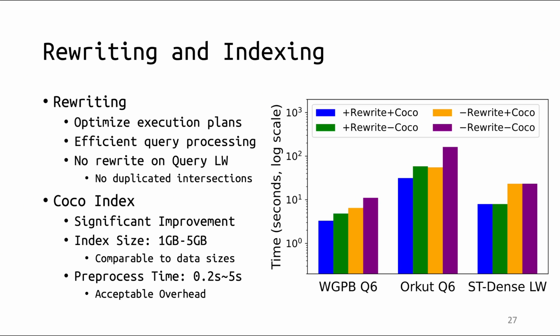Finally, we quickly show the results related to rewriting and indexing techniques. On complex queries, rewriting gives us some speedup by avoiding duplicated intersections, and indexing significantly accelerates the access and search operations during the join procedure. Moreover, the CoCo index is lightweight. The index size is comparable to the data itself, and the build time is relatively small compared with the query runtime.